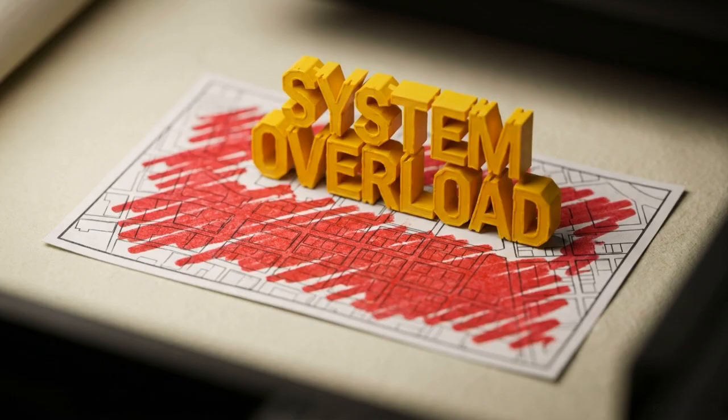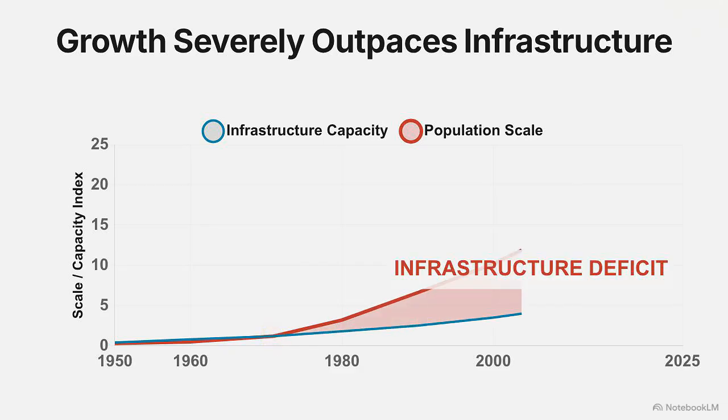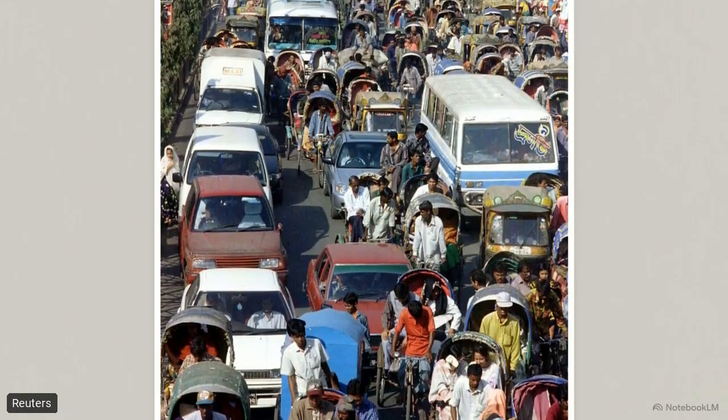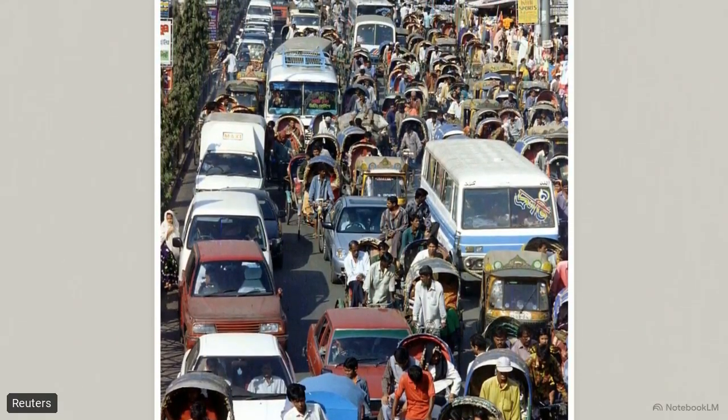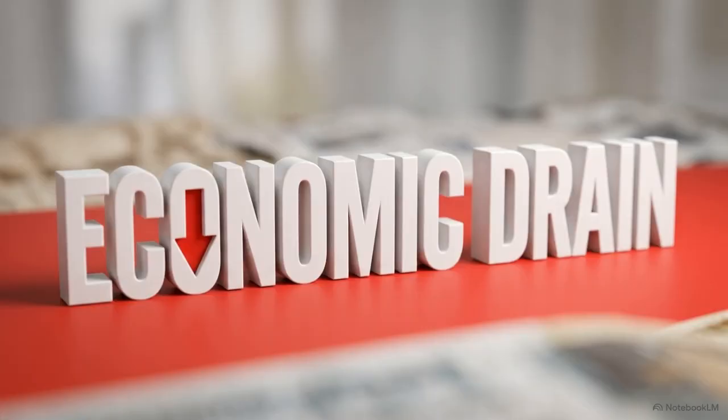The result is an underdevelopment syndrome, a state where the city's growth has completely outpaced its infrastructure, leading to a sprawling, unplanned landscape. You see the cost of that growth on every street. Paralyzing traffic congestion isn't just an inconvenience. It drains billions of dollars in lost productivity from the city's economy every year.